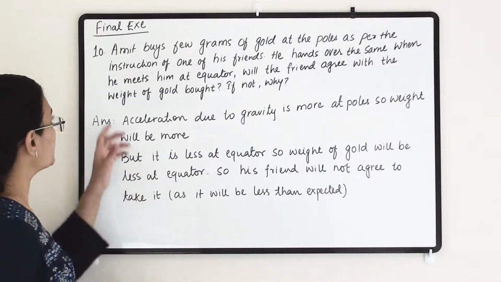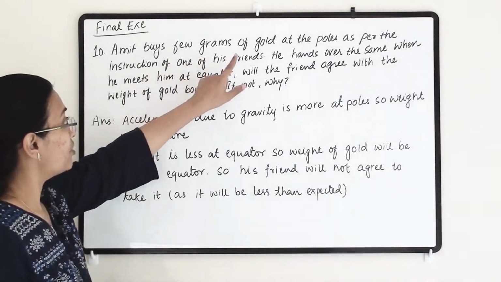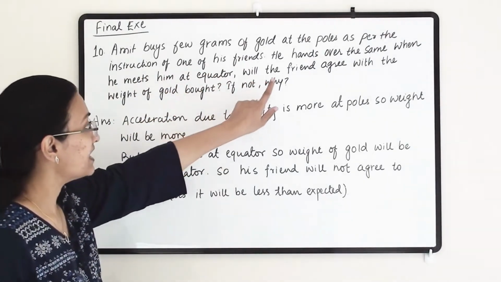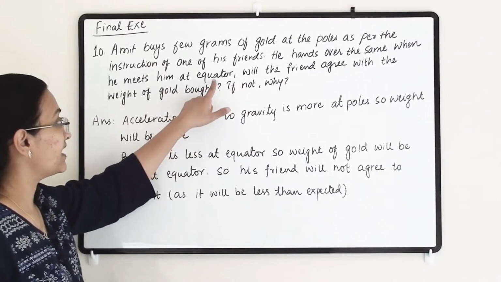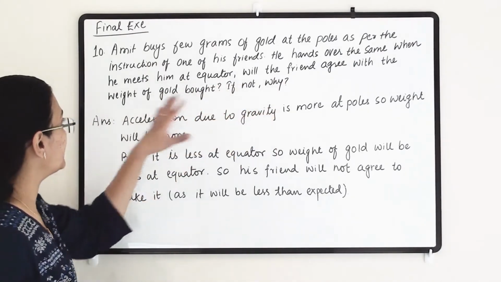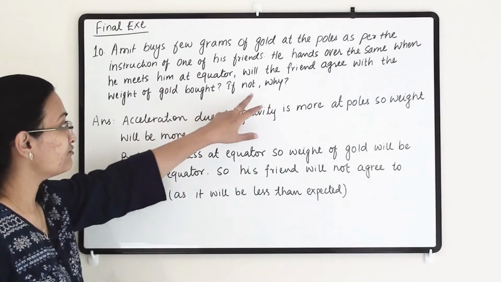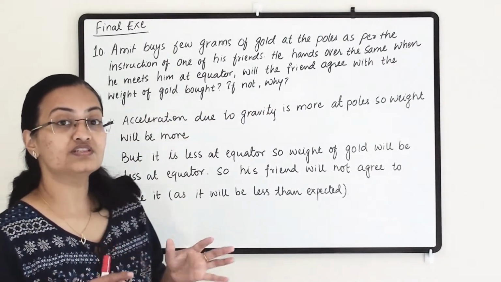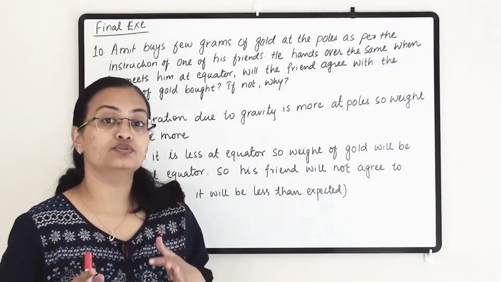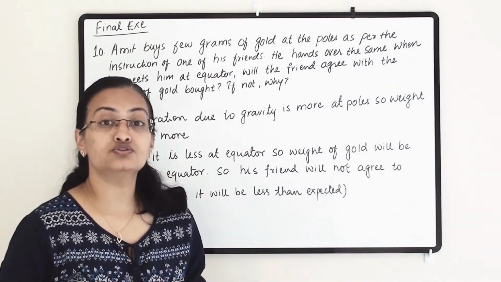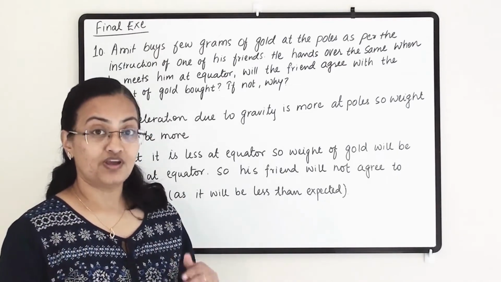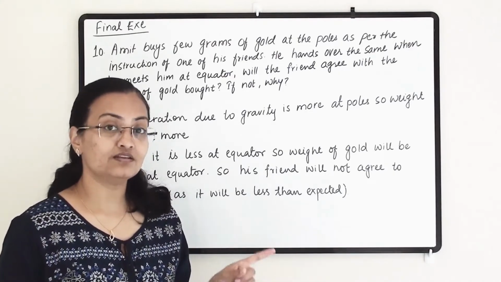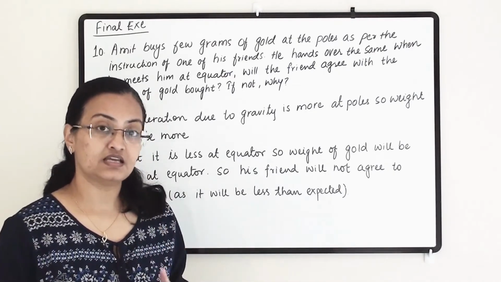Our 10th question is, Amit buys a few grams of gold at the poles as per the instruction of one of his friends. He hands over the same when he meets him at the equator. Will the friend agree with the weight of the gold bought? If not, why? We know that acceleration due to gravity at the poles is much higher compared to the equator, because our Earth is not a complete sphere. So where the acceleration due to gravity is more, the weight will be more, and where the acceleration due to gravity is less, the weight will be less.